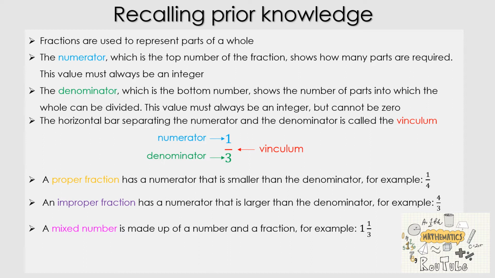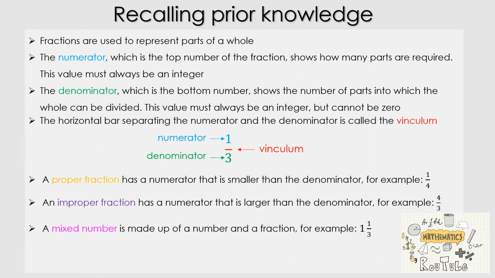Okay, we have a few different parts to a fraction. The first part is what we call the numerator, which is the top number of the fraction, and it shows how many parts are required. Now this value must always be an integer. Okay, an integer is a whole number, whether it's positive or negative. And for today's video, they're all just going to be positive.